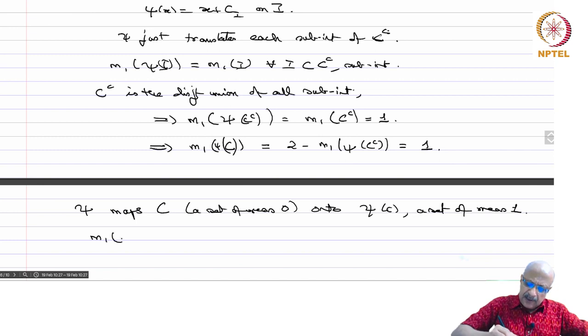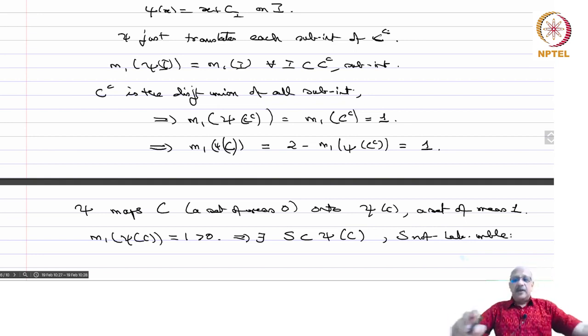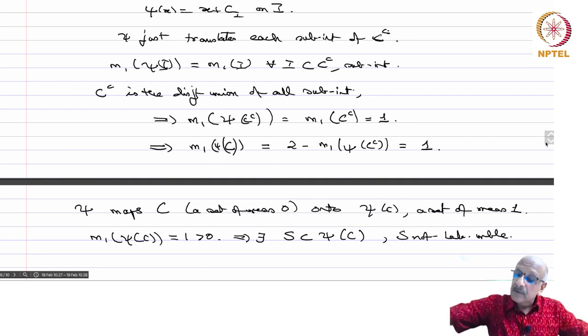So m1 of psi C is equal to 1, which is strictly positive. Therefore there exists S contained in psi C, S not Lebesgue measurable. We saw that every positive set contains a non-Lebesgue measurable subset.